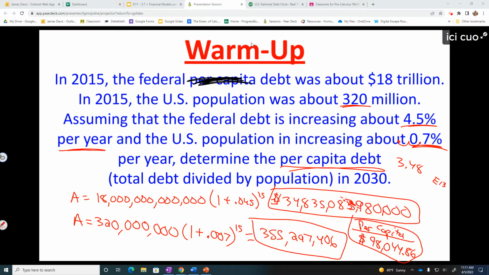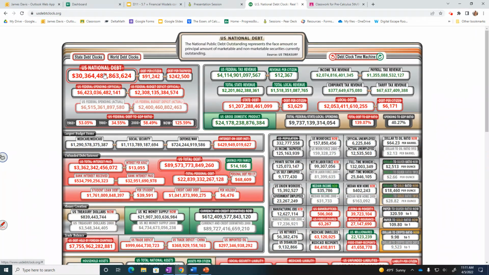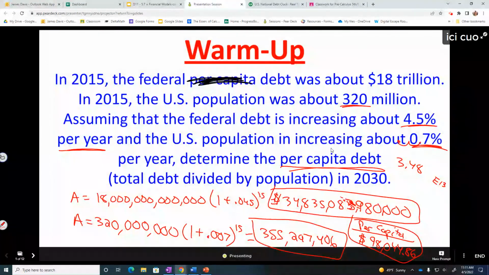And there's actually a website that keeps track of this. It's kind of neat. It has a lot of different statistics. I'm going to pull it up. It shows our current national debt, and we can compare it to this. So our current U.S. national debt is 30 trillion right now, and we projected it would be, in 2030, we said it would be at 34 trillion.